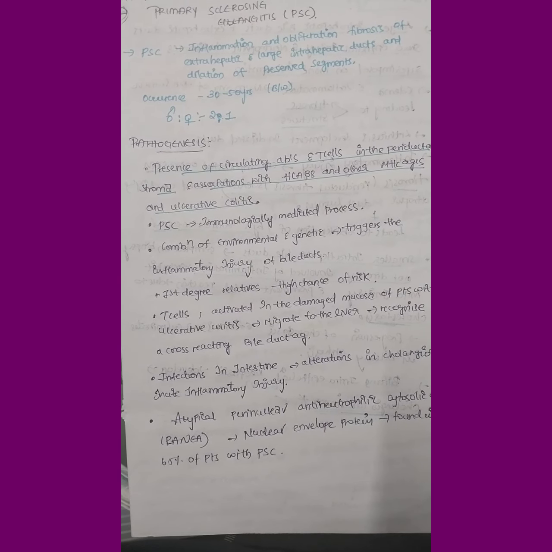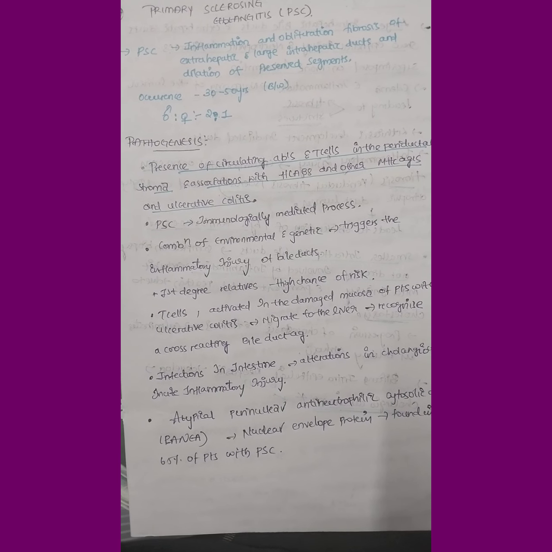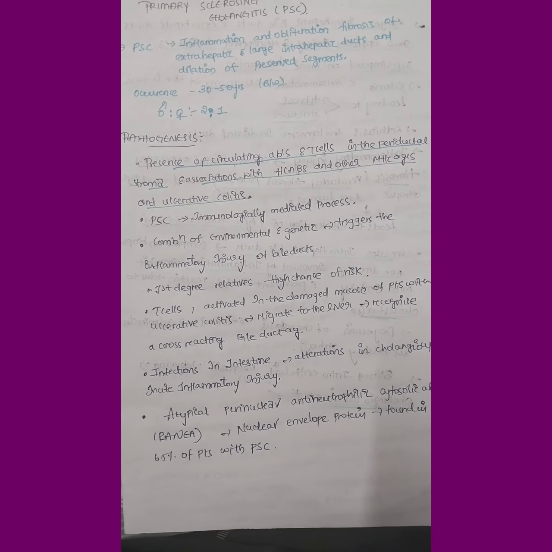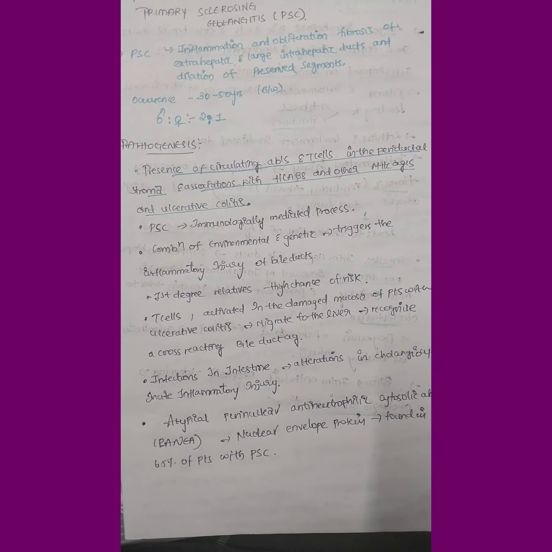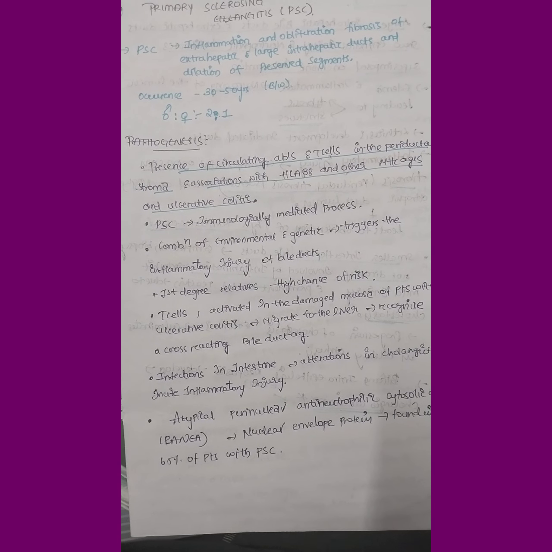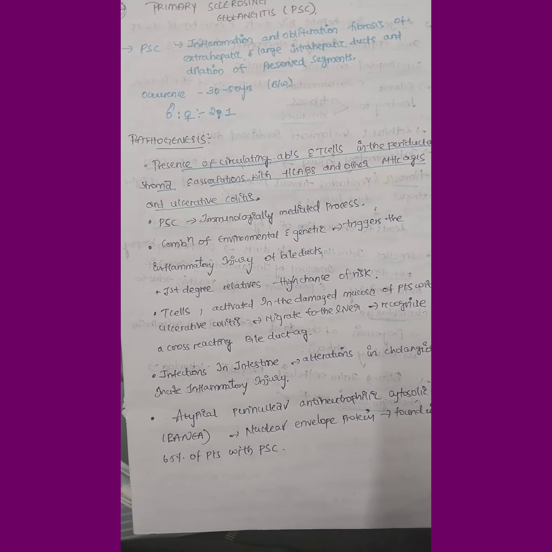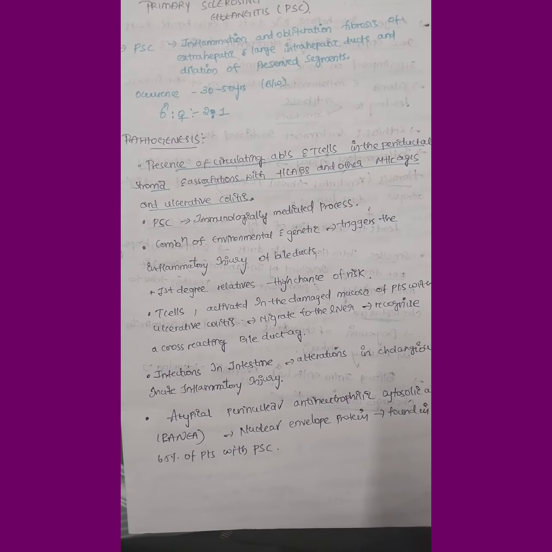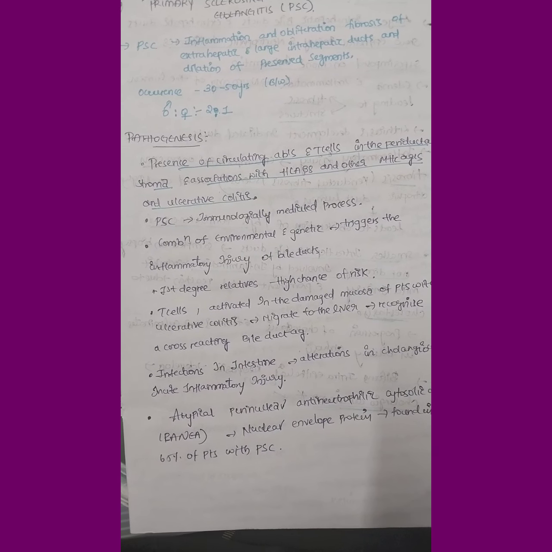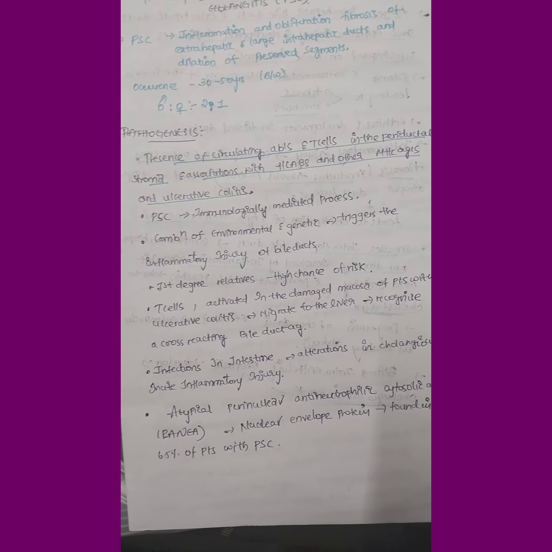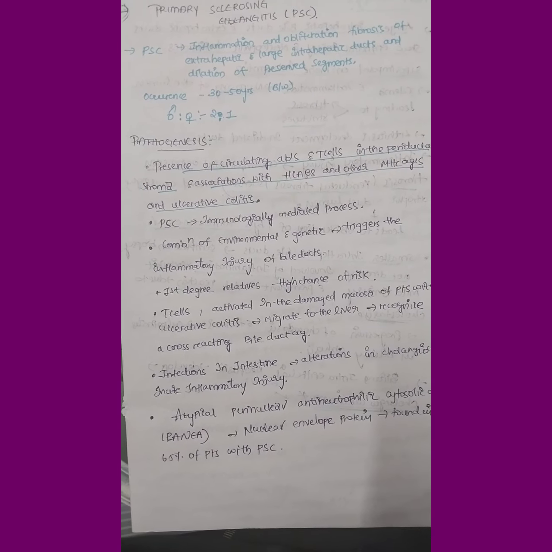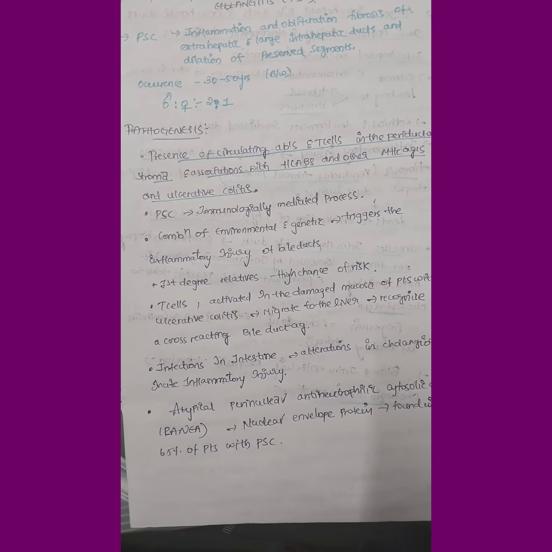Coming to pathogenesis, it is an autoimmune disease, so there will be circulating antibodies and T cells in the periductal stroma, and it is associated with HLA-B8 and some other major histocompatibility antigens, and ulcerative colitis. So it is an immunologically mediated process. Environmental factors and genetic factors will be there. They trigger the inflammatory injury to the bile ducts.